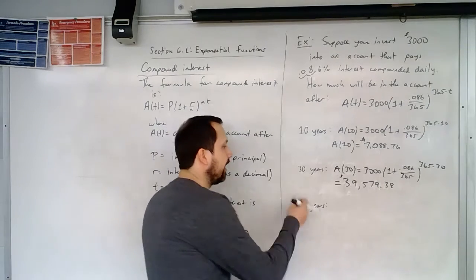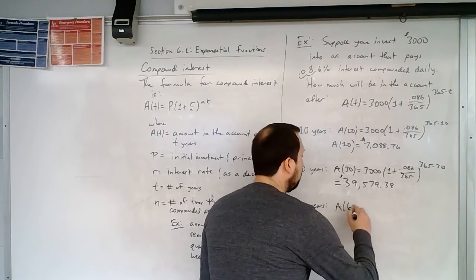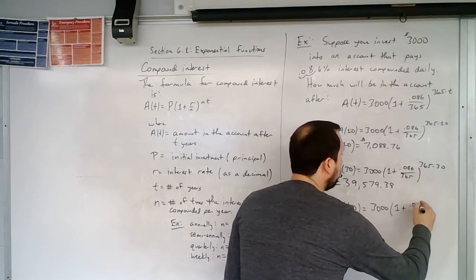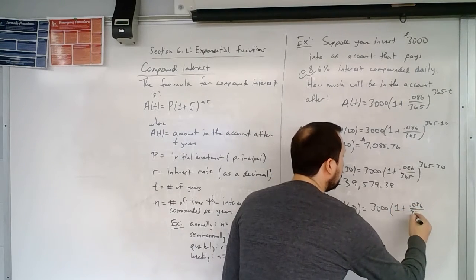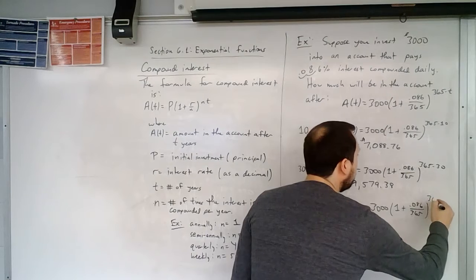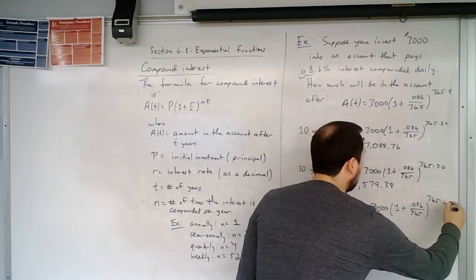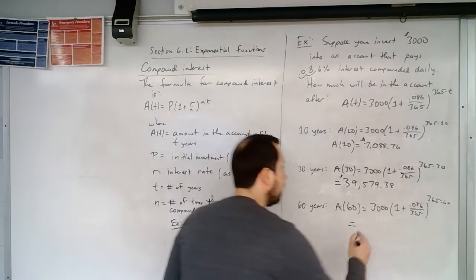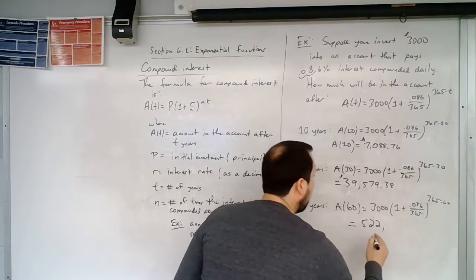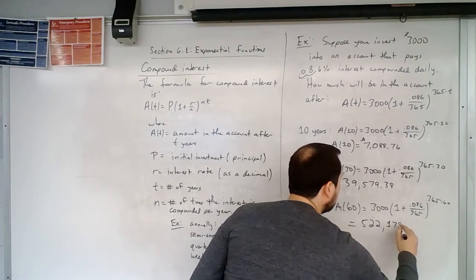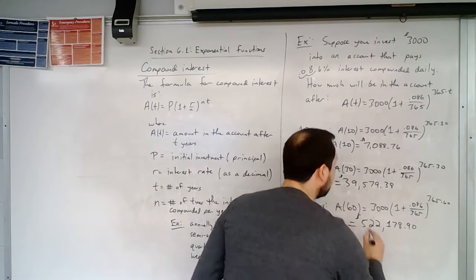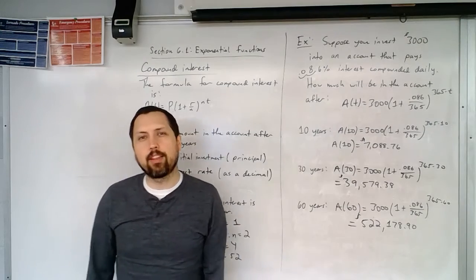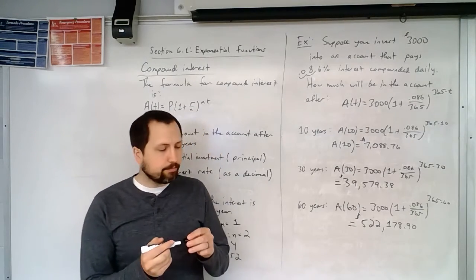So what would this look like in 60 years? So if we plug in 60 for t, I have 3,000 times 1 plus 0.086 divided by 365 raised to the 365 times 60. This number that we get is now $522,178.90. So you have over $500,000 by just setting aside $3,000 right now.